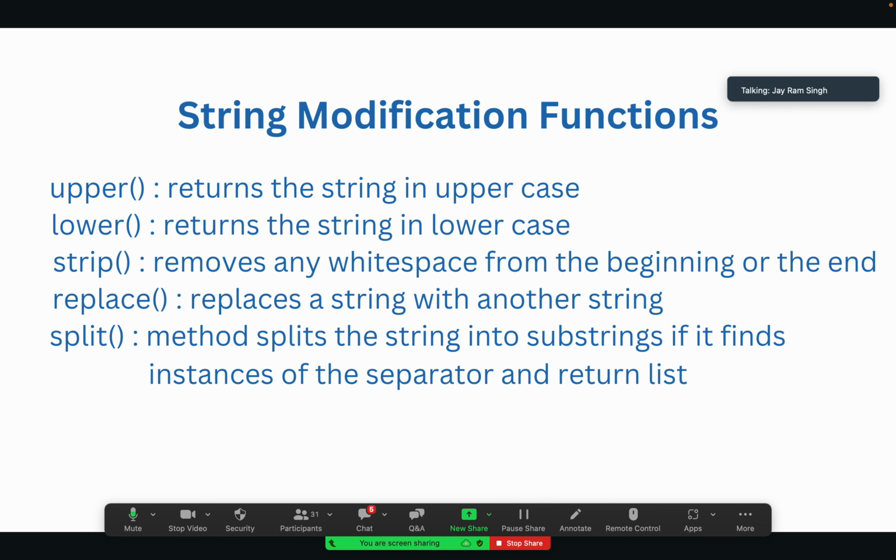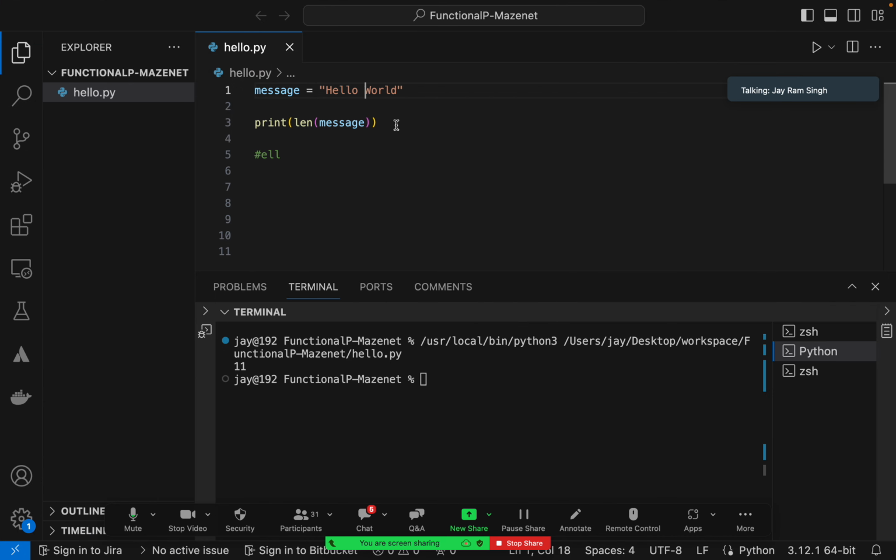So, string modification functions. Suppose you want to modify it, make it upper, lower, or strip, removing white spaces from the beginning or end of a string, you can use this one. Replace: if you want to replace a character with another character, you can use replace. Split: if you want to split on a particular character in a string, you can use split.